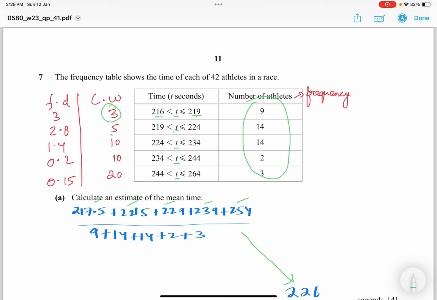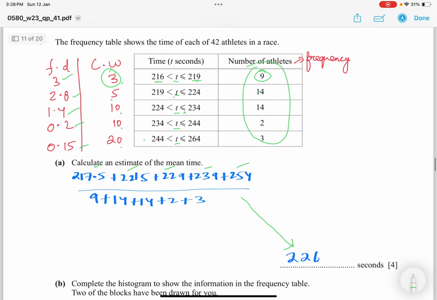Over here is 5. Over here is 10. Over here is 10. Over here is 20. If we divide 9 by 3, it is 3. Over here 14 upon 5 is 2.8, then 1.4, 0.2, 0.15. Now let us plot it.